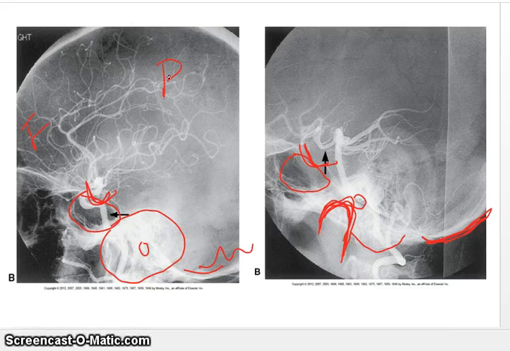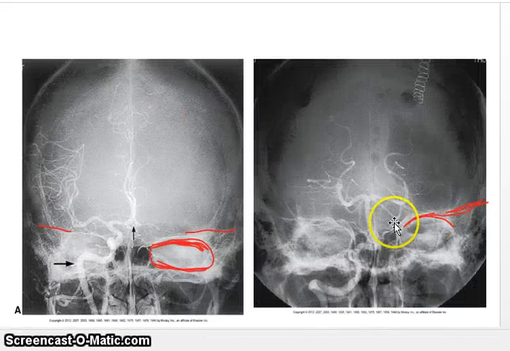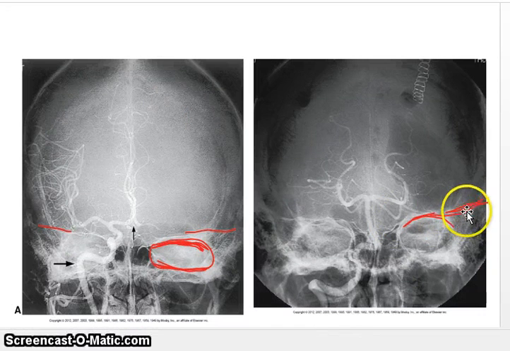Those are your main structures. So again, I don't think you have to have intricate knowledge of the skull anatomy, but you just need to know your big landmarks. And so for your AP, it's going to be to make sure that this petrous ridge is superimposed over the supraorbital rim.